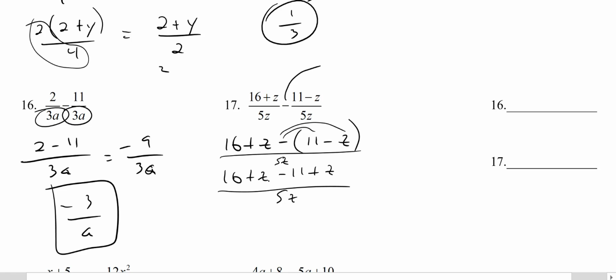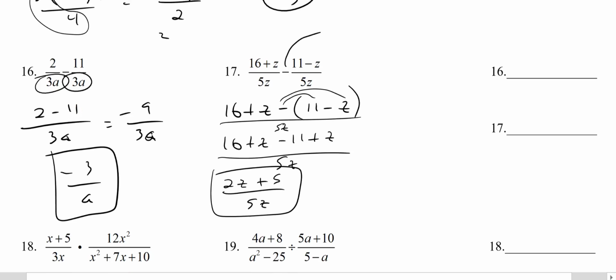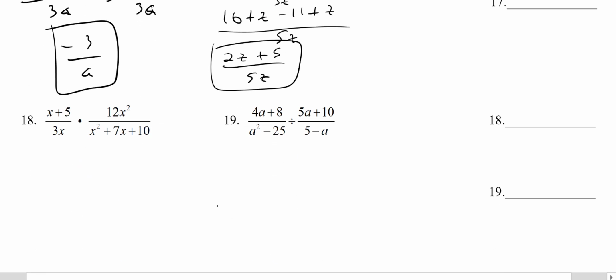Okay, and let's combine terms together. So z plus z is 2z. And then 16 minus 11 is 5. And that's all you can do. You can't factor anything out of the top, right? Like 5 doesn't go into 2, so you can't do anything. So that's actually your final answer. 2z plus 5 over 5z.